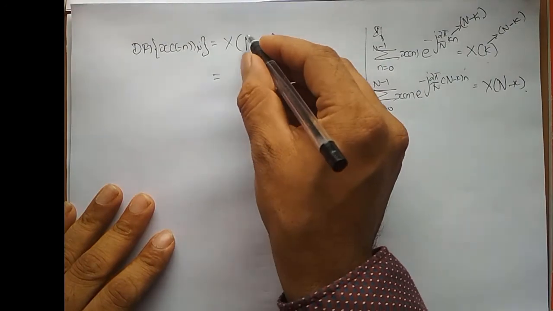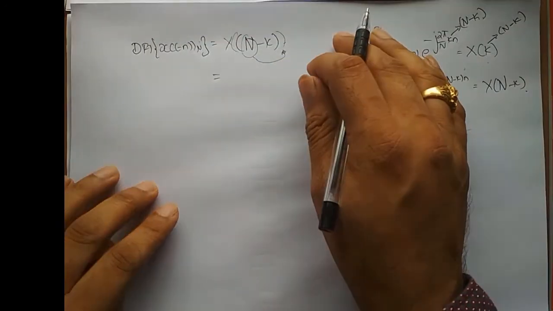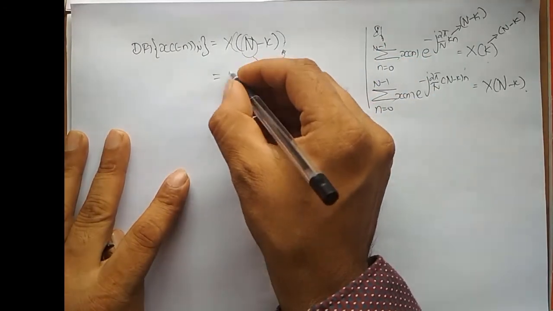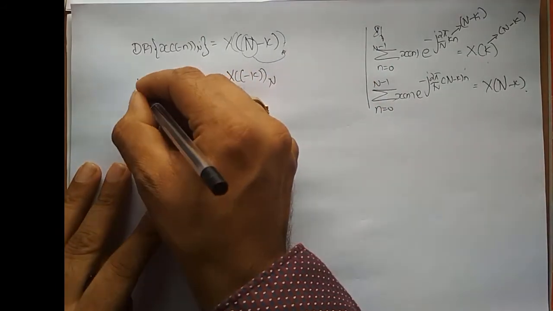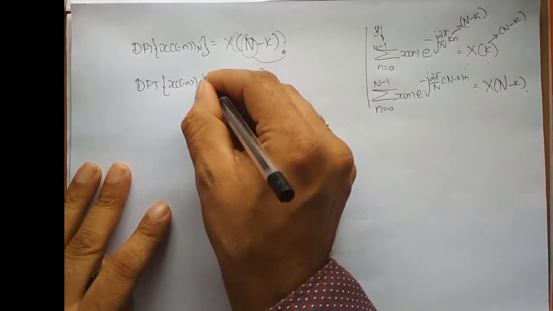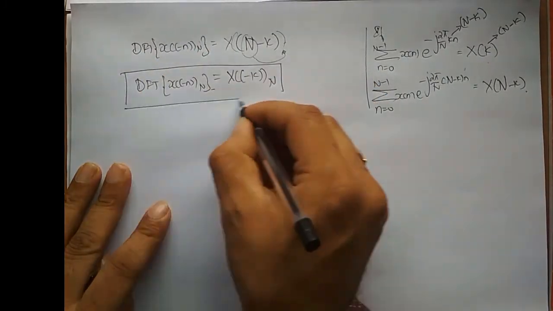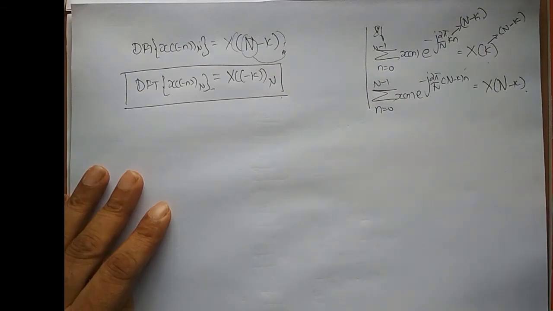And if I take this n as a mod and put one outer bracket, I can write it equivalent to something like this, no? So this is nothing but X of minus k mod n. What is the left hand side? DFT of x of minus n mod n. So this is what we wanted to prove. It's the time reversal property.